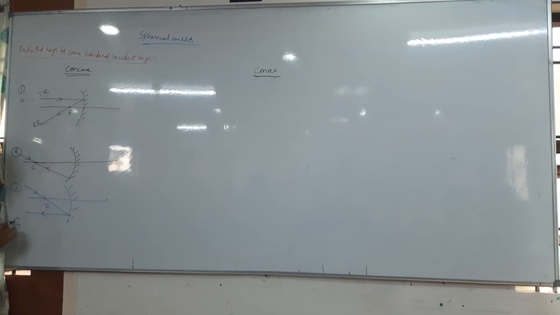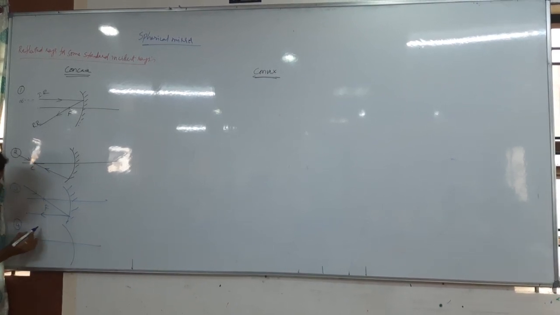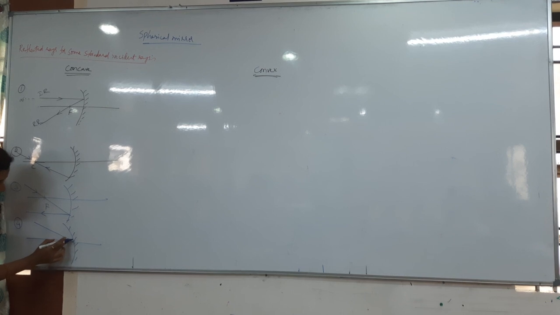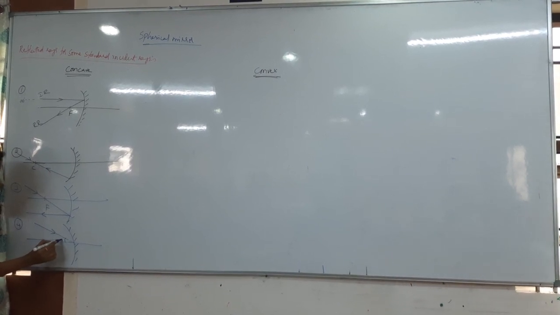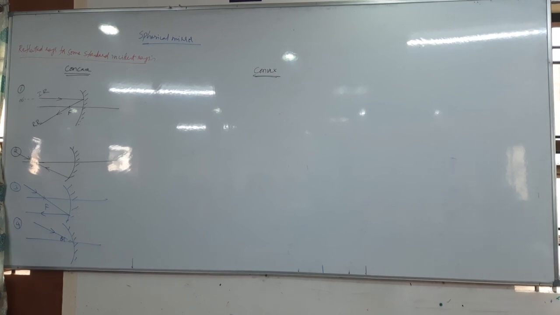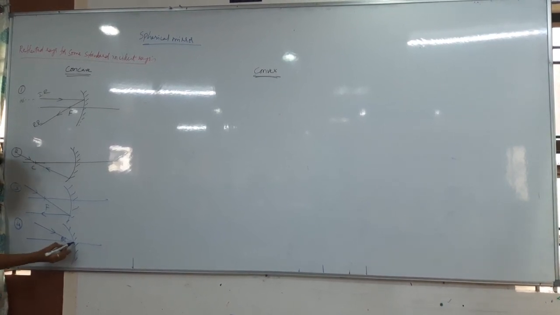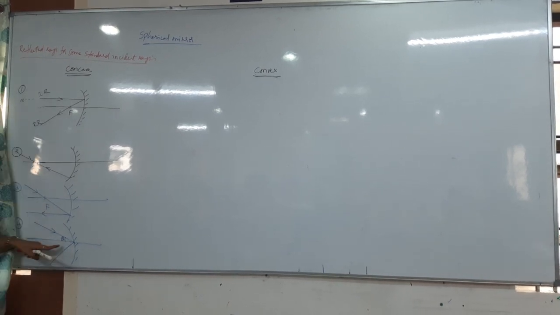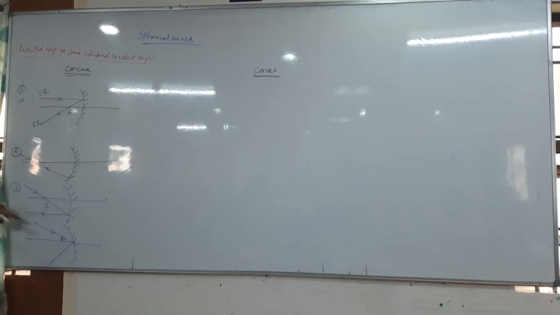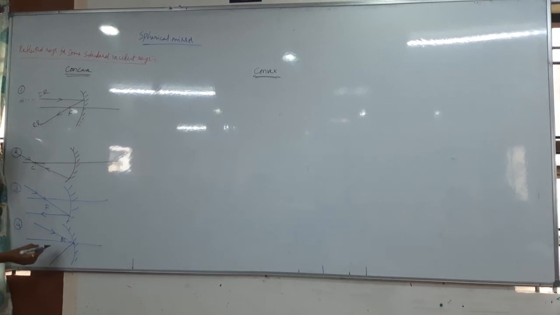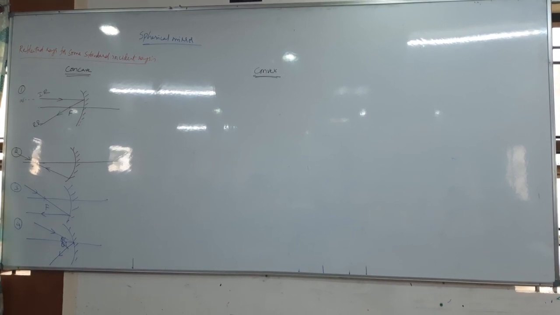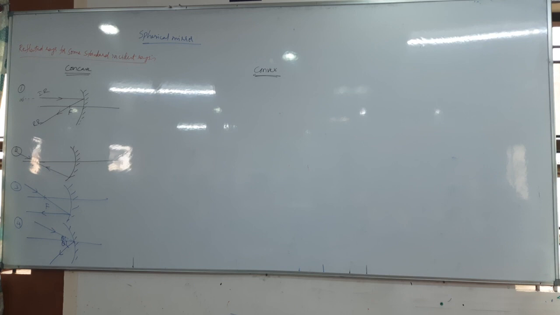Then the fourth type of ray is, whenever the ray is just falling on the pole, what happens? It will reflect with the same angle only. Obviously this is the angle of incidence. Why? Because if I take this as a plane mirror, the principal axis will be the normal. With respect to the normal, it makes angle theta, which is the angle of incidence. Angle of incidence equals angle of reflection, so it reflects back with the same angle. These are the four fixed incident rays.